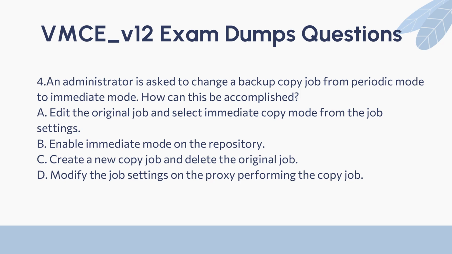4. An administrator is asked to change a backup copy job from periodic mode to immediate mode. How can this be accomplished? A. Edit the original job and select immediate copy mode from the job settings. B. Enable immediate mode on the repository. C. Create a new copy job and delete the original job. D. Modify the job settings on the proxy performing the copy job.